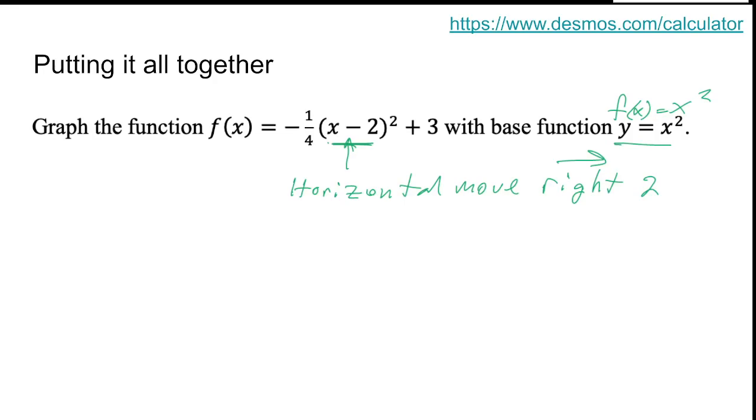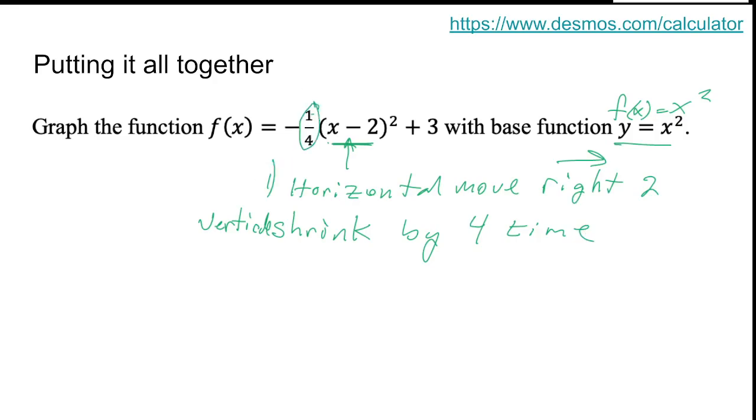Well, I get multiplied by, again, I want to think of this as 1/4. I'm going to deal with that negative separately. So 1/4 is on the outside of the function, so that's going to be a shrink. And what direction? It's on the outside, so that is a vertical shrink by 4. So it's like dividing by 4. So that takes care of that part.